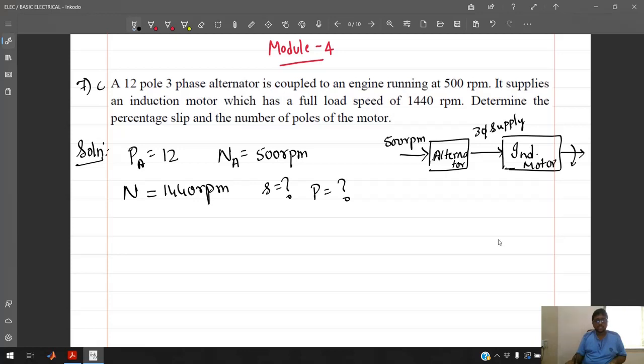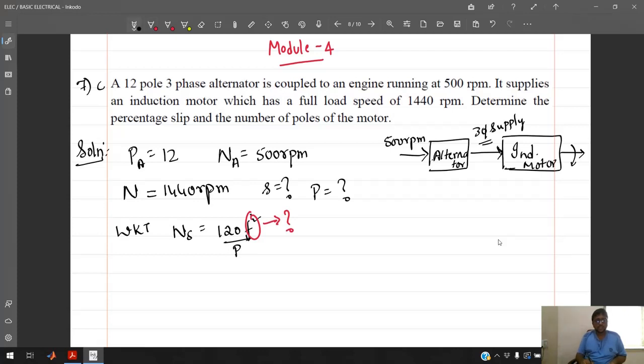We can see that the induction motor is running below synchronous speed. We know that the synchronous speed of the induction motor is given by 120 f divided by P, where f is the supply frequency, but we don't know the supply frequency, so we need to calculate what f is.